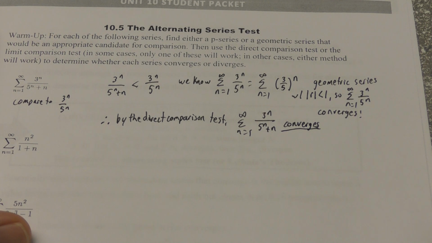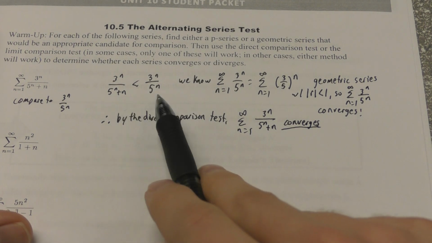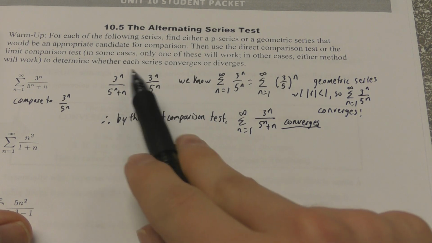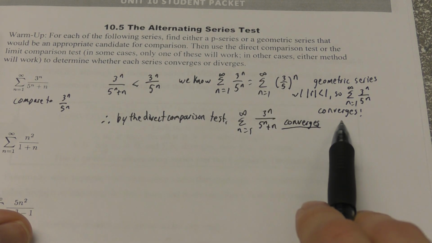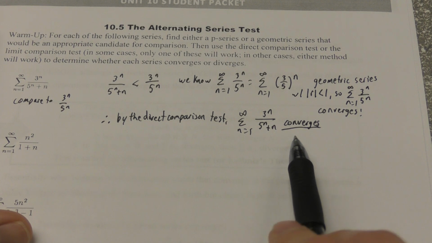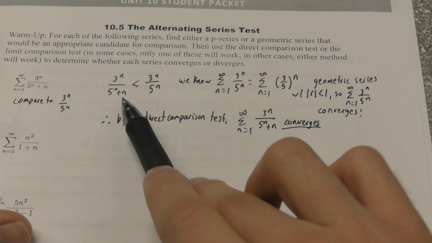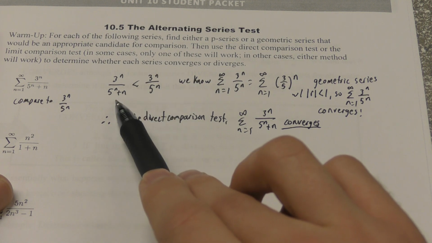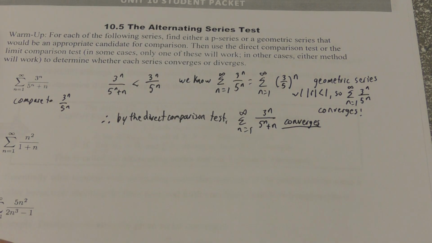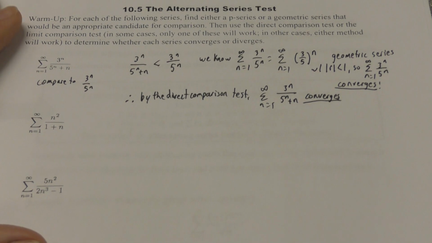Alright, so I used the direct comparison test there because I think it's a little easier, because it's a pretty quick comparison to realize these terms are less than this, and the series of this is going to converge, therefore mine converges. Remember, for divergence, I would need to figure out that my terms are going to be bigger than something that diverges. For convergence, I need to know that my terms are going to be smaller than something that converges. Okay? So let's see the next one.